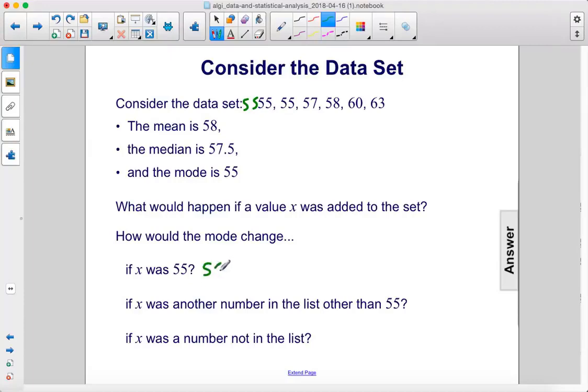It'll still be 55. If x was another number in the list other than 55, say we added in another 63, then we would have 2 modes. We would have 55 and 63. So the other number would also be the second mode. So there'd be 2 modes, one of which would be whatever number we added in. If x was a number not in the list, so say we added in 64, then the mode would remain at 55 because this would only be in there one time.